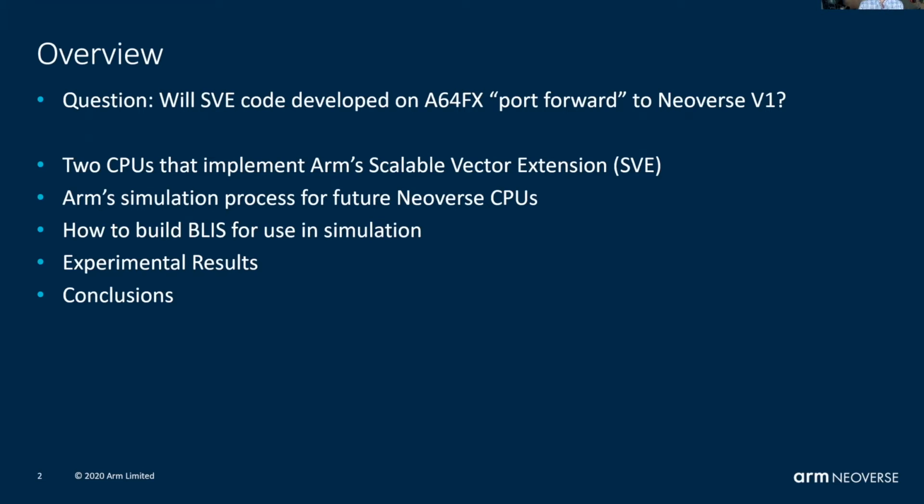I'm going to show our simulation process for these future cores, things like the V1 and others, and talk a little bit about the tools we use to try to understand the performance of applications on future cores from ARM. I'll show how you can build Bliss for use in a simulation, which turns out to be really easy and quite nice. And I'll present the experimental results, going into detail on the performance and efficiency numbers for BLAS L2 and L3 kernels from Bliss.